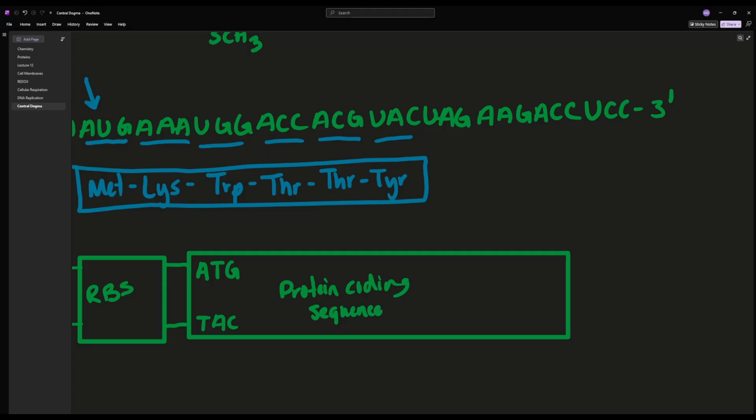And at the very, very end of the sequence, we are going to find our stop codon. So let's use UAA. So we'll have TAA here, and that'll correspond to ATT in the template strand. Okay, and then finally at the end of this, we will have our terminator. So this will be our transcription stop.